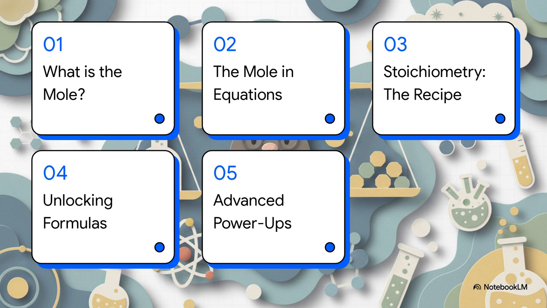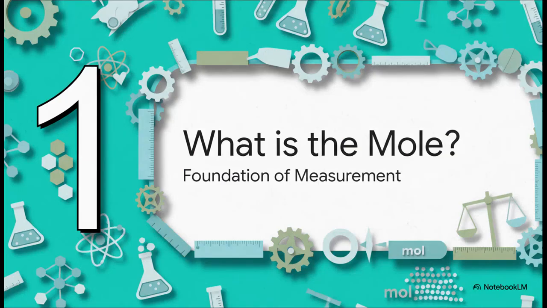Okay, so here's our game plan. We're going to build this thing from the ground up. We'll start with what a mole actually is. Then we'll see how it makes chemical equations come alive. From there, we'll learn how to use it like a recipe in this thing called stoichiometry, use it to crack the code of chemical formulas, and finally, we'll check out some seriously powerful shortcuts it gives you. All right, let's dive right in.